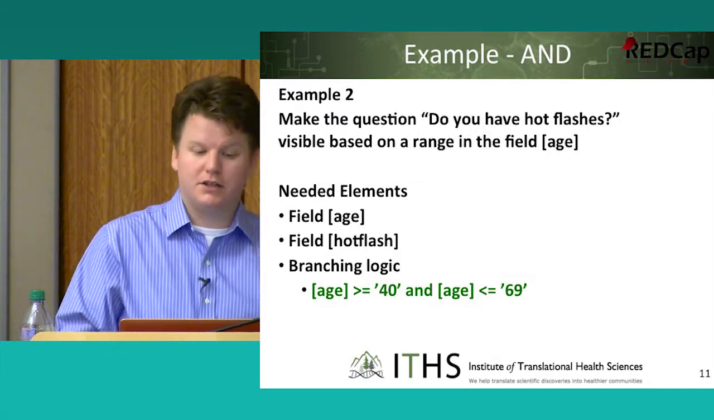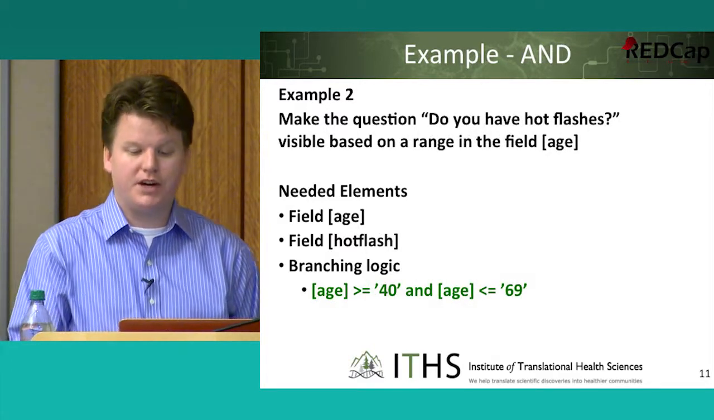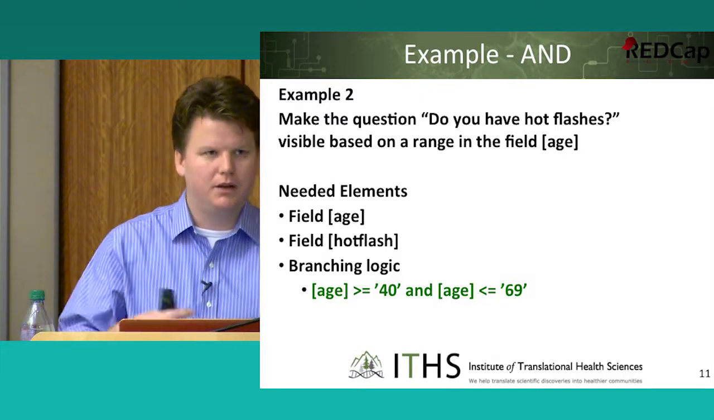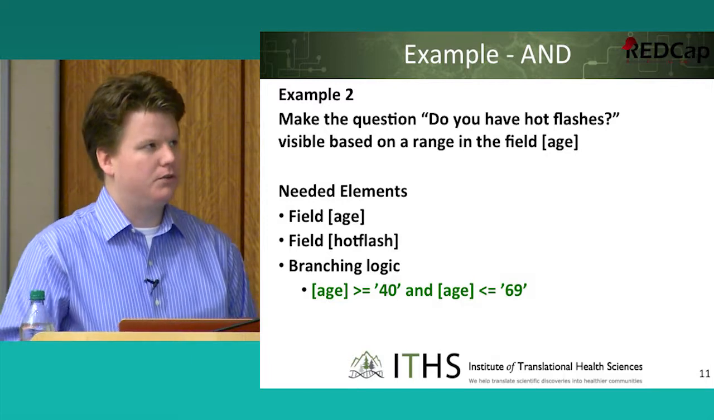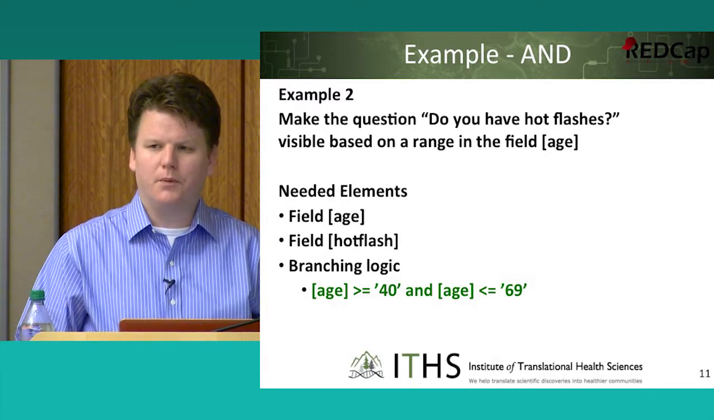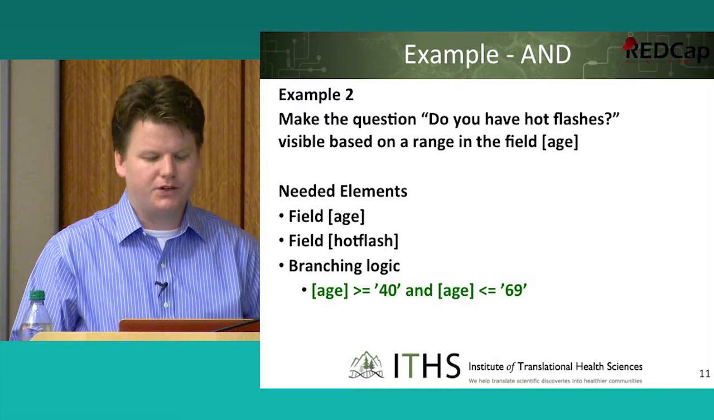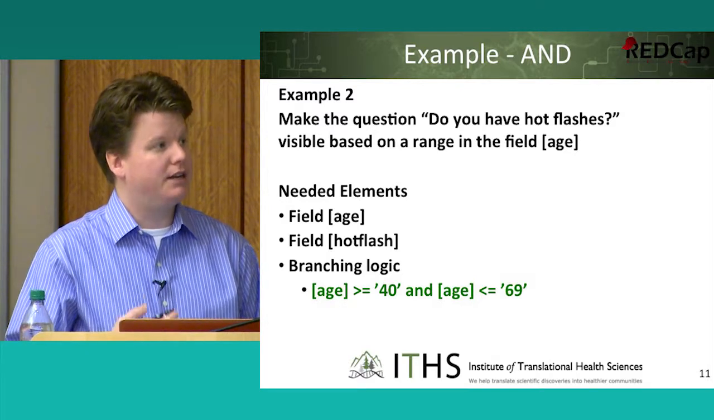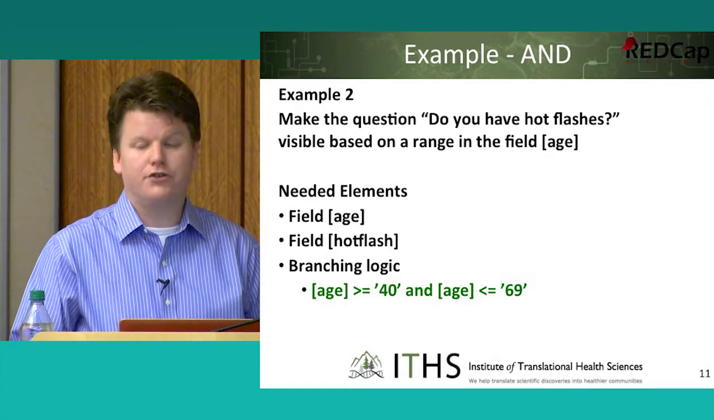Do you have hot flashes? Make that visible based on a range in a field. For instance, you only want to have the first example about the eligibility. You only want to ask this question of certain people within a certain age range. So you need, again, the 2 elements, age and the field hot flash, which you're going to hide or show.